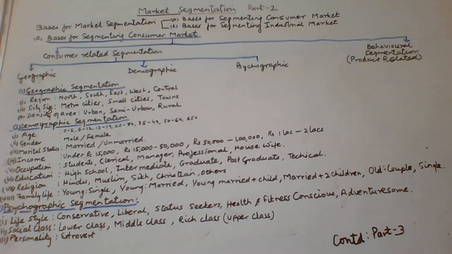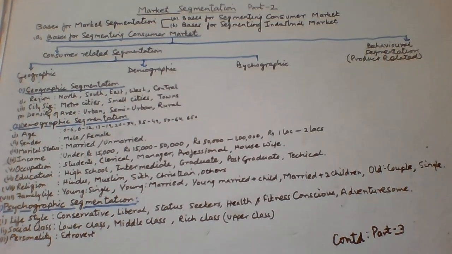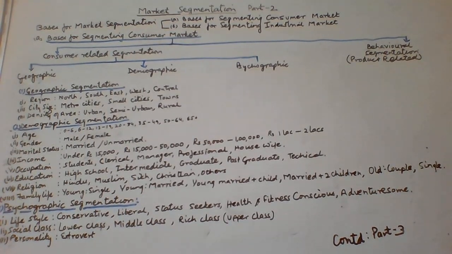Nonetheless, it decides, for example, if my product, hypothetically, is meat, I supply meat, then I will cater mostly to Muslims, Sikhs, and Christians, whereas Hindus won't prefer it. So this will help me in segmenting on the basis of religion.